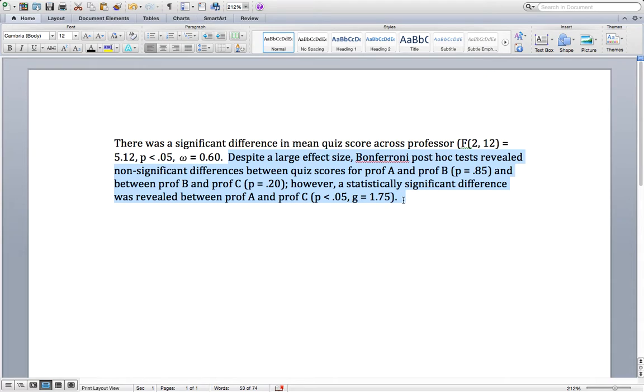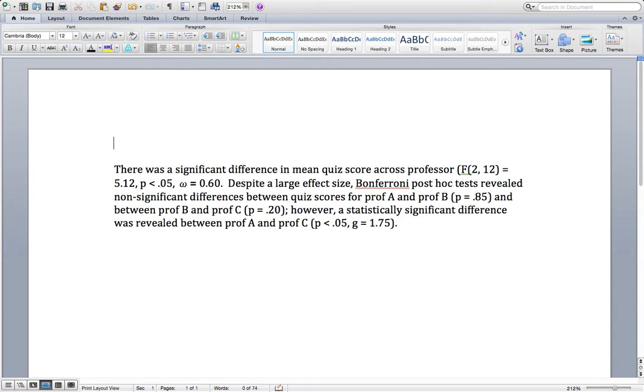So obviously, guys, you would want to, don't forget, insert descriptive stats beforehand. I'd want to talk about the entire 15 scores, and then I'd also want to look at mean and standard deviations across each of the professors.